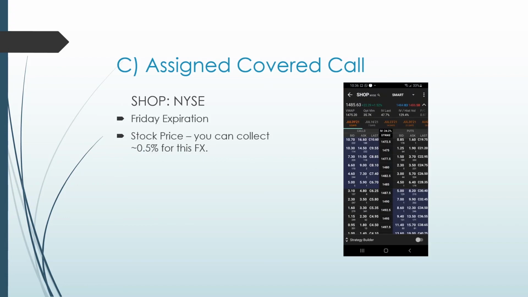You can see here my example is Shopify. It is listed on the Toronto Stock Exchange as well as the New York Stock Exchange. So on a Friday, you'll go to your Friday's expiration. At the end of the day, the option is settled. Look at your stock price. Right now, Shopify is trading at $1,485.63. You can open up an in-the-money covered call for $5. So in the end, you make roughly 0.5% just for converting Canadian to US dollars. Think about this. If you had $1 million or even $100,000.